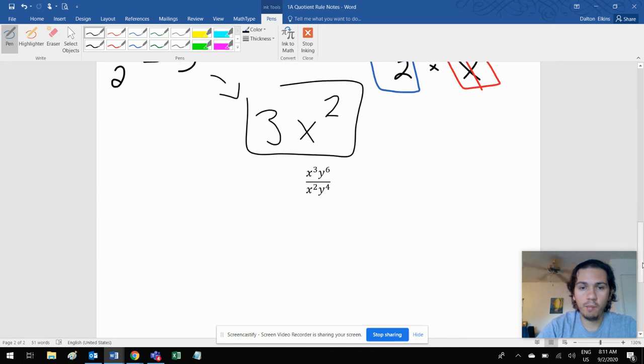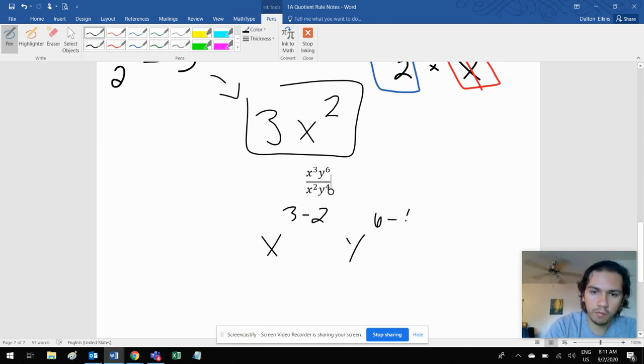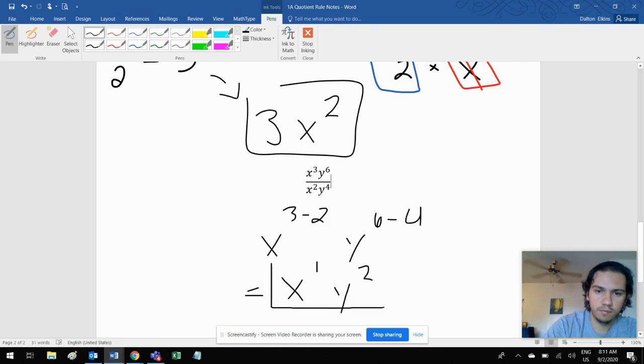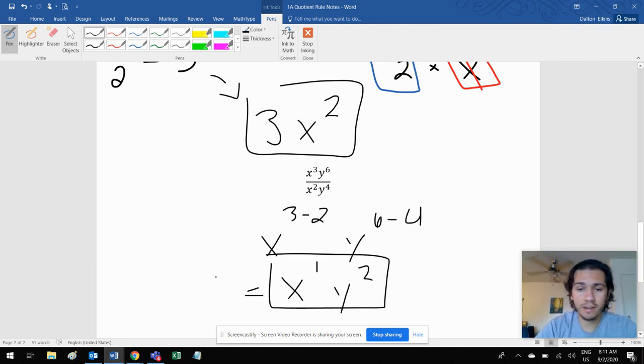Now this one's a little bit more complicated. We have 2 pieces here, but we're just going to treat them as 2 separate problems and combine them together. We have x to the power 3 minus 2, y to the power 6 minus 4, and that'll give me x to the power 1 times y to the power 2. That is our answer. That's how we divide powers.